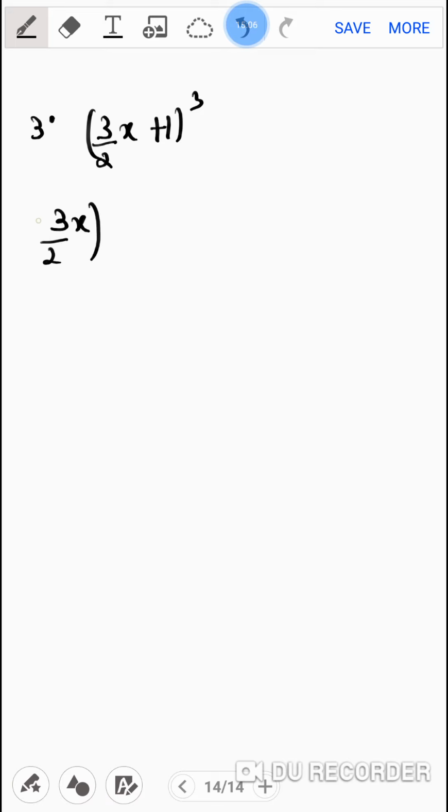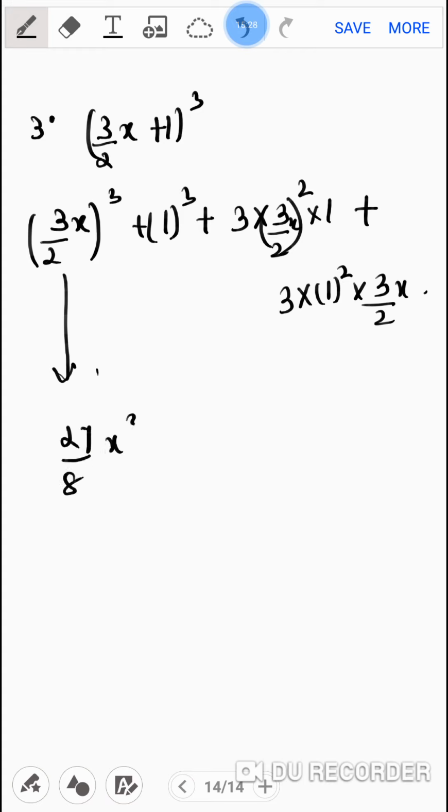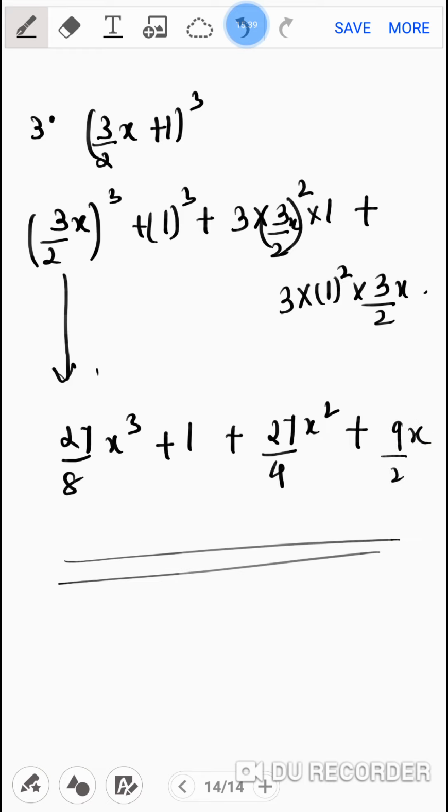3 upon 2x the whole cube plus second term the whole cube plus 3 into first term square into second term plus 3 into second term square into first term. Let's open these all. That will become 27 upon 8x cube plus 1 plus 27 upon 4x square plus 9 upon 2x, and that's your final answer. Clear, my dear kids? Similarly, you have to do your fourth.